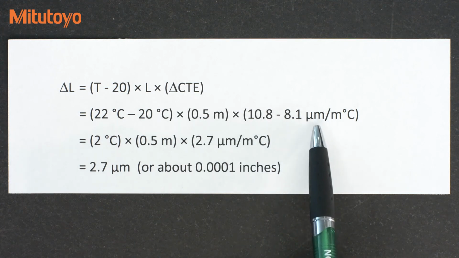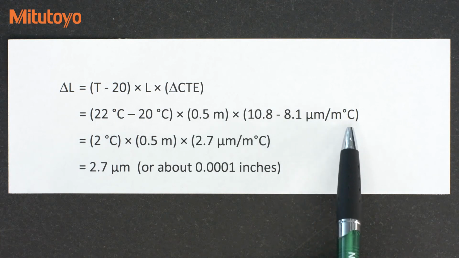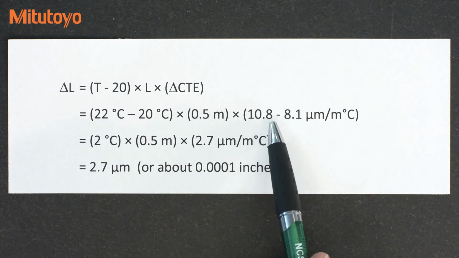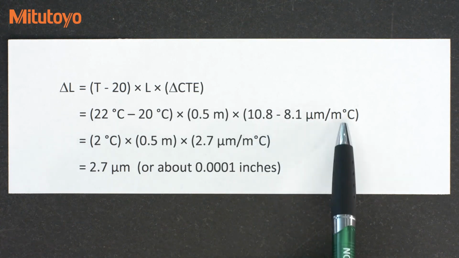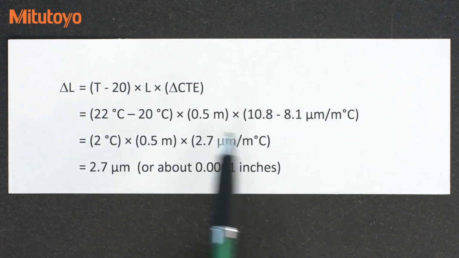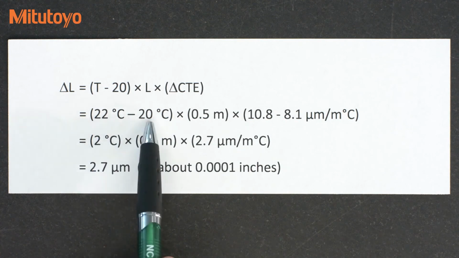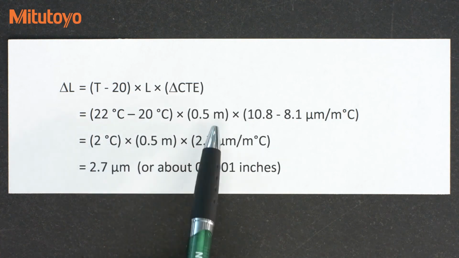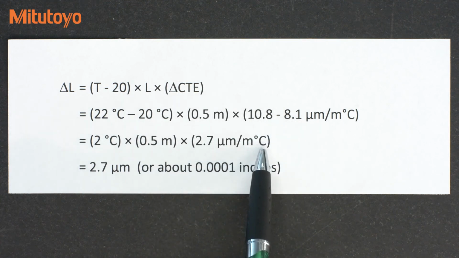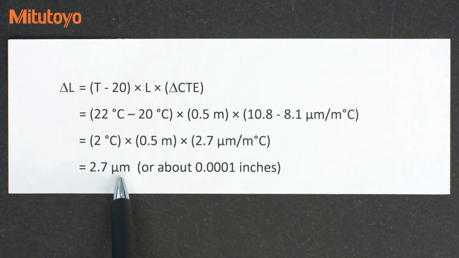And you can see I have the units here in microns per meter per degree C. That's the same as saying 10.8 parts per million and 8.1 parts per million per degree Celsius. All right, so that's all the numbers that we need. Then we can just do some simple math here. The 22 minus 20 gives me the 2. Pull down the half meter. The difference here is 2.7 microns per meter per degree Celsius. And then in the end, that number comes out to 2.7 microns, which, if you prefer inches, is pretty close to about a 10,000th of an inch.